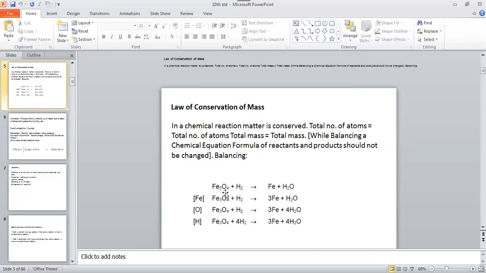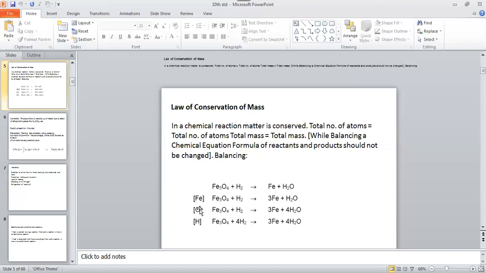Fe3O4, ferric oxide, reacts with hydrogen to give Fe plus H2O. In this reaction, first we will balance Fe. On the reactant side, how many Fe atoms are present? There are 3. On the product side, we made this 3 by multiplying Fe from equation 1. It is multiplied by 3 so that Fe metal is balanced on both sides.